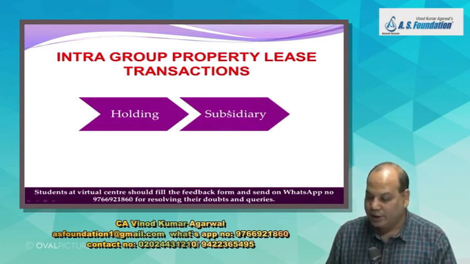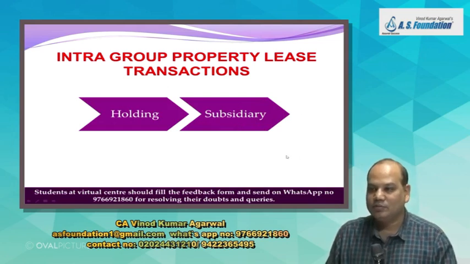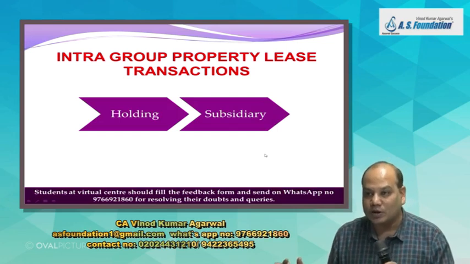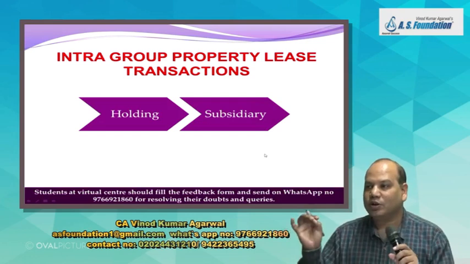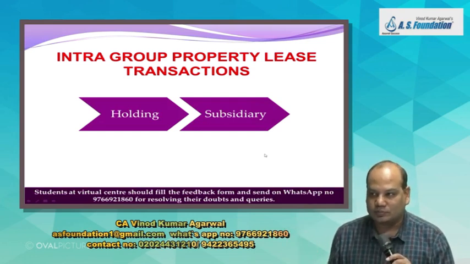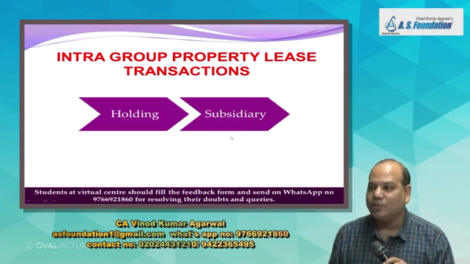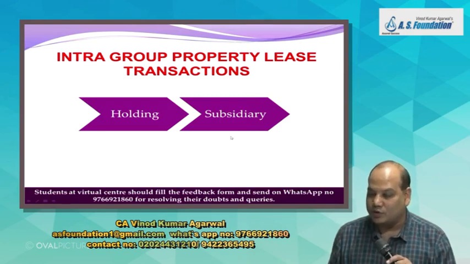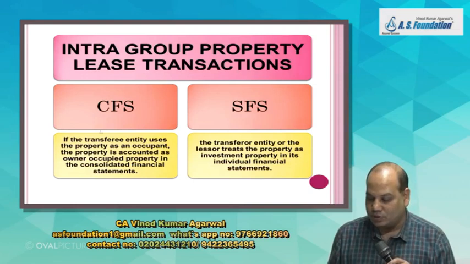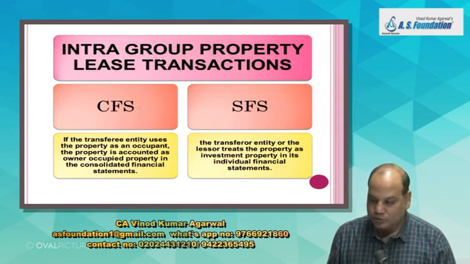Suppose the subsidiary is using it for business purpose. Then in the consolidated financial statement, which is the financial statement of the group as a whole, you have to see as a group what is the use of that property. And if the subsidiary is using it as owner occupied property, then for CFS purpose, the classification will be that of owner occupied property. This diagram I have drawn in your book. We'll take some examples to make our understanding better.